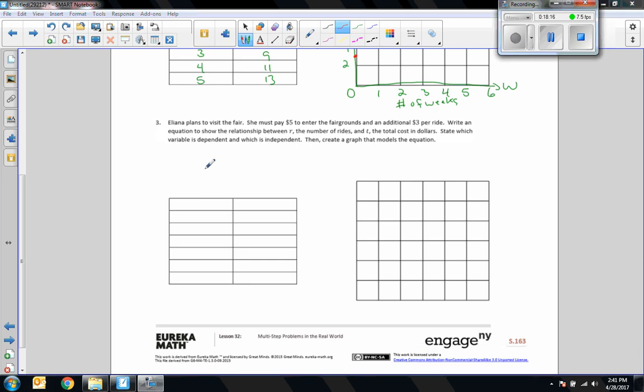Okay, so let's take a look at this. Eliana plans to visit the fair. She must pay $5 to enter the fairgrounds. That is a constant. And an additional $3 per ride. Write an equation to show the relationship between R, the number of rides, which is my independent variable.